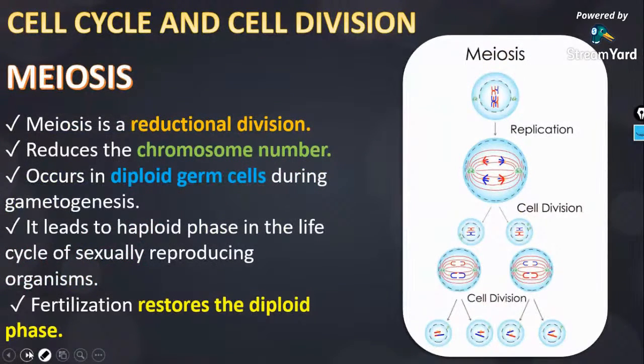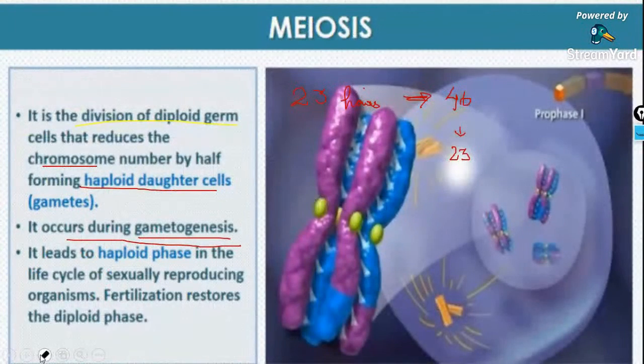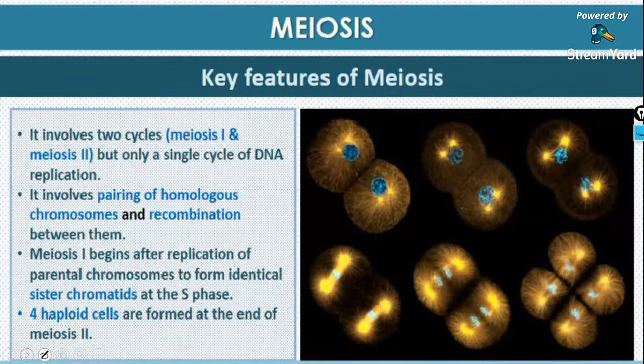Yes, I just searched whether it was diploid. Meiosis occurs in diploid germ cells to produce haploid gametes. Clear with that? It leads to the haploid phase in the life cycle of sexually reproducing organisms. Fertilization restores the diploid phase. This is what we have learned there. Then, key features of meiosis.